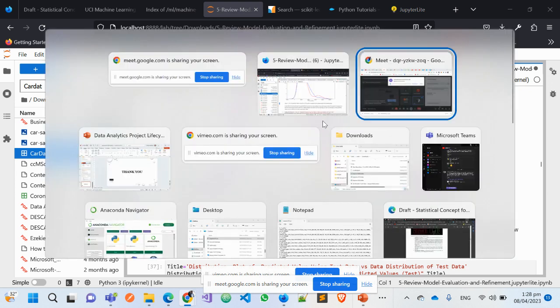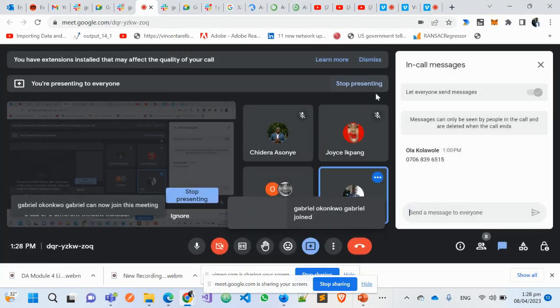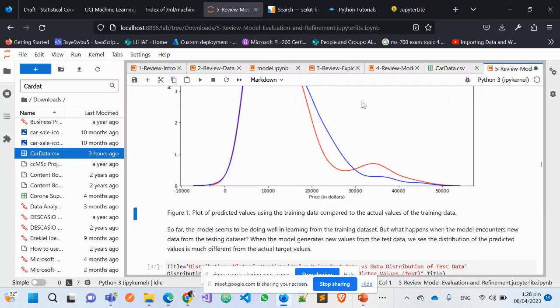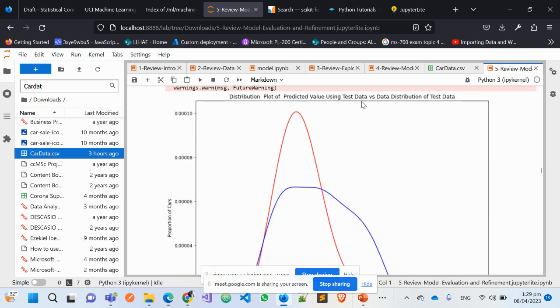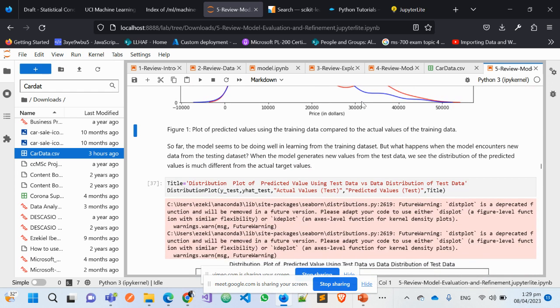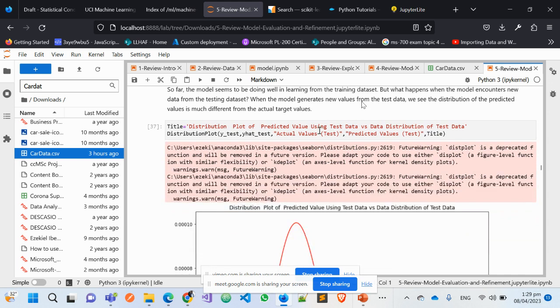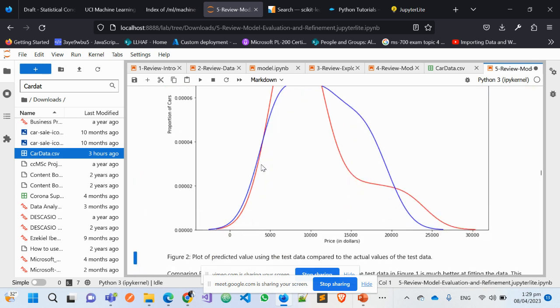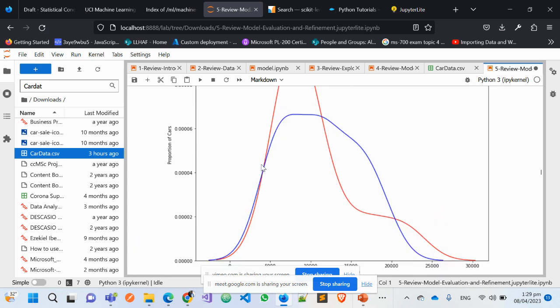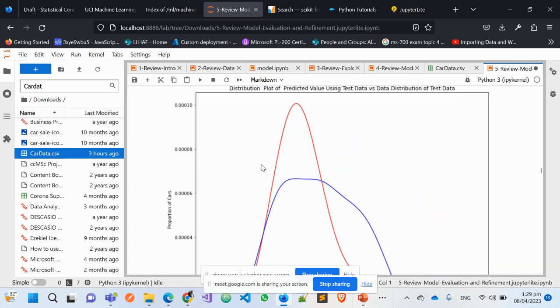Okay, so what we're trying to do at the end of it all is to ensure that the chosen model in module 4 is serving the best purpose for our prediction. So now we want to check the test data against the distribution of the test data. By that, there is an irregularity of plots.